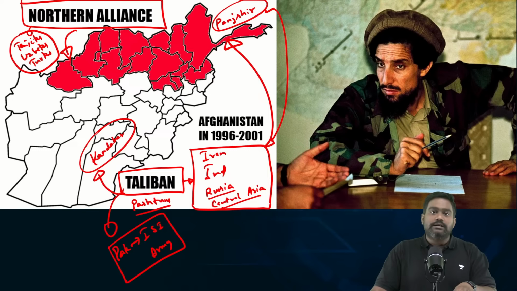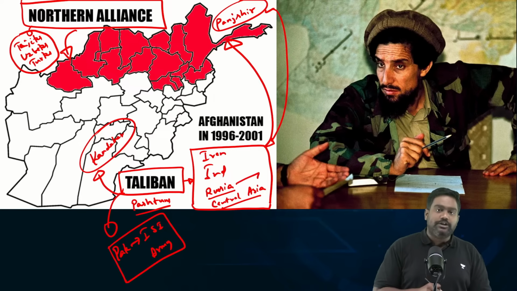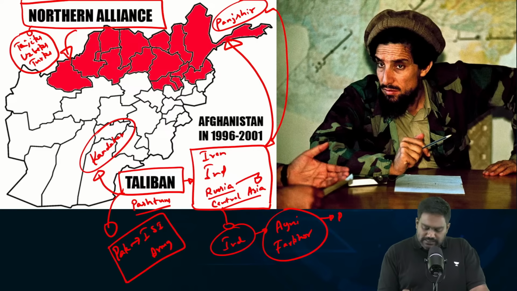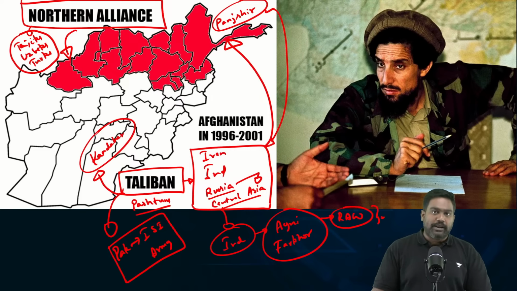So even Central Asian countries like Tajikistan, Uzbekistan, and others were equally concerned about the spread of radicalism and terrorism. So Russia, which still had deep influence in Central Asia, in countries like Tajikistan and Uzbekistan, allowed India to access its military bases like Aini Air Base and Farkhor Air Base, which became a staging ground for India's Research and Analysis Wing.